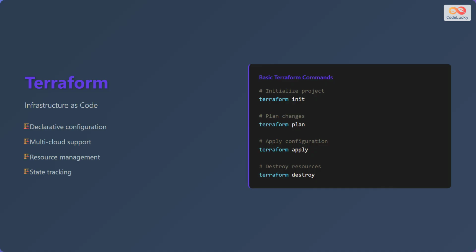Here are some basic Terraform commands. To initialize a project, use terraform init. To plan changes, use terraform plan. To apply configuration, use terraform apply. Finally, to destroy resources, use terraform destroy.